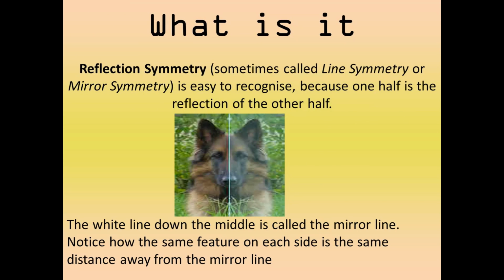Reflectional symmetry, which we often call line symmetry or mirror symmetry, we can recognize by one half of a picture or drawing or shape being a reflection of the other half, and we call the line which we reflect across the mirror line. You can see with this example of a dog that each feature of the dog is the same distance away from the mirror line.